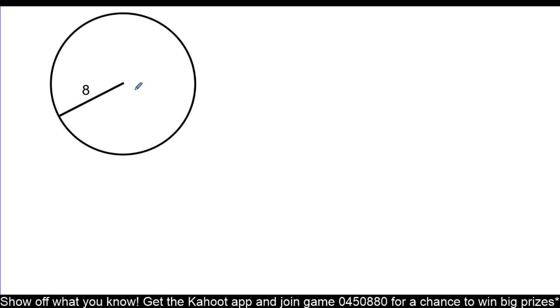So let's try another one. Same idea. Paste our question. What is the area? And we'll give you a minute here. I'm just going to write out the formula. If you want to try this one out yourself.